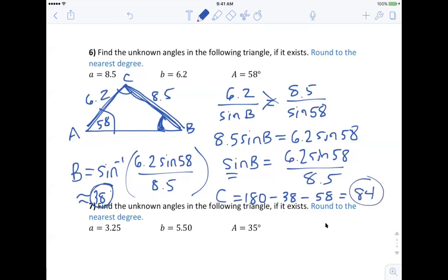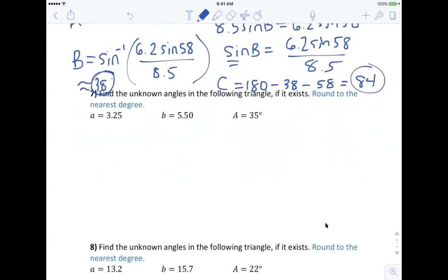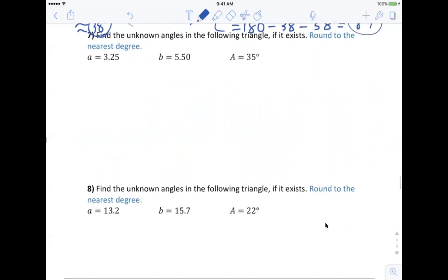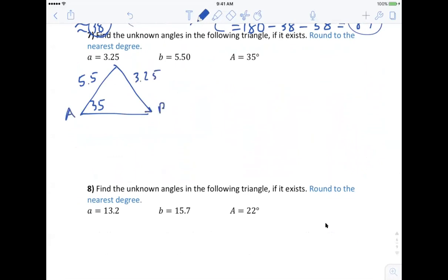Okay. Let's try another one. Find the unknown angles in the following triangle if it exists. So again, drawing this out. There's my 35, so B's got to be right next to it. 3.25 over here. That's A, B, C. All right, just go for it.